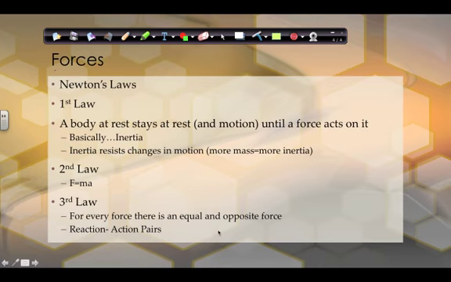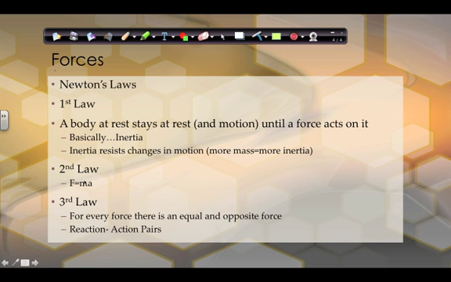Alright, so the first thing we talked about when we started forces are Newton's laws. So we had 3 laws that we discussed. The first law said that a body at rest stays at rest and a body in motion stays in motion until a force acts on it. Basically, this whole law is about inertia. Inertia is a property of matter that resists changes in motion. And mass is actually a measurement of inertia. So the more mass something has, the more inertia it has, and that makes sense. The heavier something is, the harder it will be to push it to get it to start moving, or to stop it when it is moving.